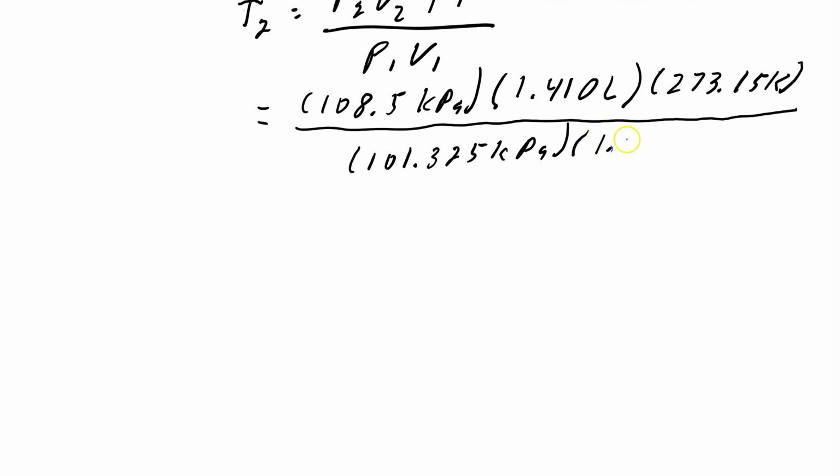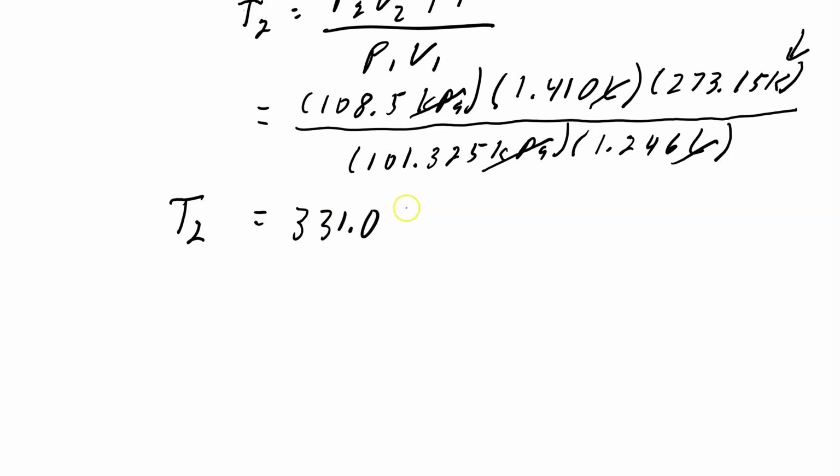So we have 1.246 liters. Our units of kilopascals cancel. Our units of liters cancel. We're left with kelvins upstairs, which is good because that's what we're solving for. Remember, T2 is our variable. And now we're going to do the math. So we can turn on our calculator. And doing the math, we get a value of 331.0 kelvins. And that is correct.